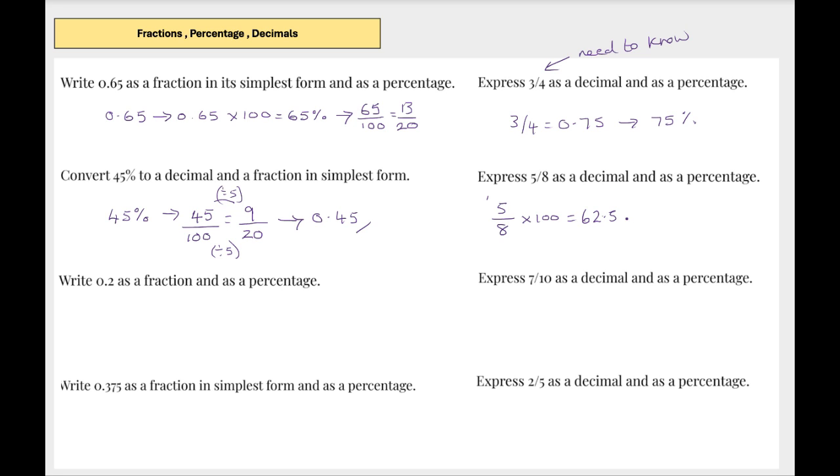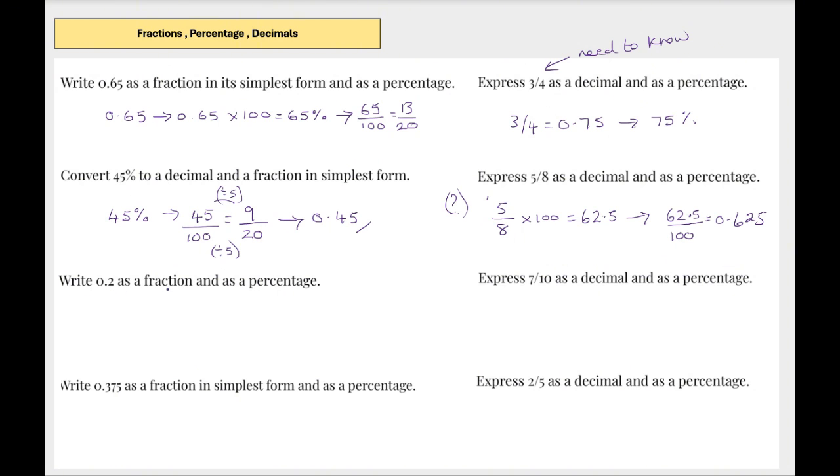And it wants it as a decimal, and our decimal is going to be 62.5 divided by 100, and our answer will be 0.625. Is it a calculator question? Possibly. I'd ask your teacher.